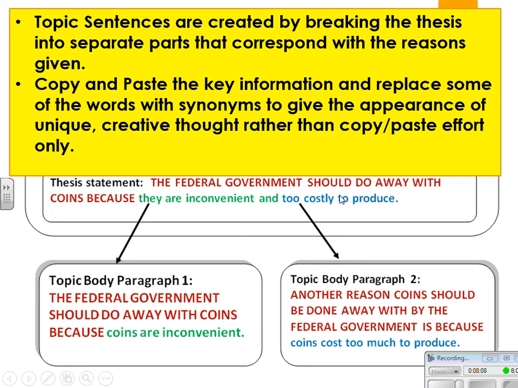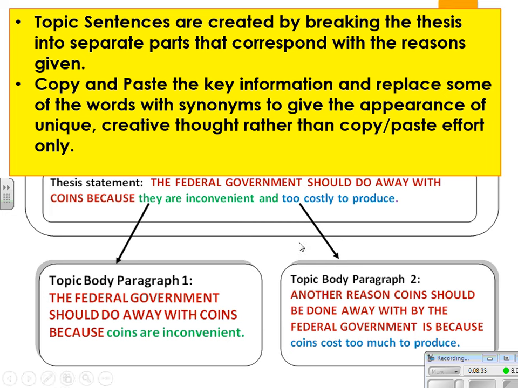It's literally as easy as copy, paste, rephrase. So in the yellow, it reads, topic sentences are created by breaking the thesis into separate parts that correspond with the reasons they've given. You copy and paste the key information and replace some of the words with synonyms to give the appearance of unique creative thought rather than the copy-paste effort. So let's take a look at what you have here on your screen.